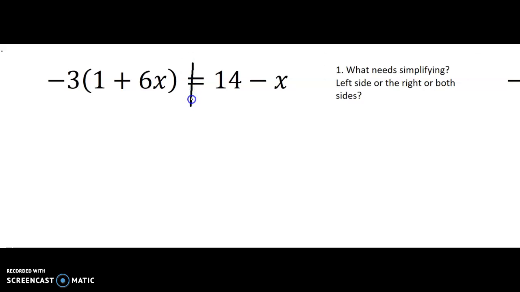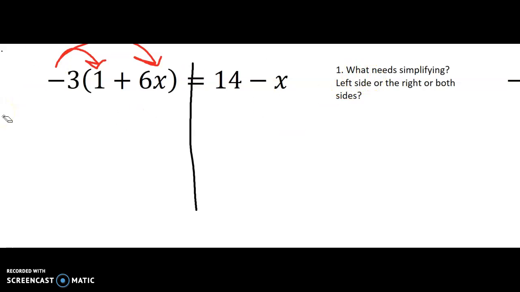I'm going to draw my line down the middle. On the left side, I have to distribute the negative 3 to the 1 and the 6x. On the right side, I cannot combine 14 or x because they are not like terms. So I can't do anything to the right side, but I can do distribution on the left side. So I'm going to do that first.